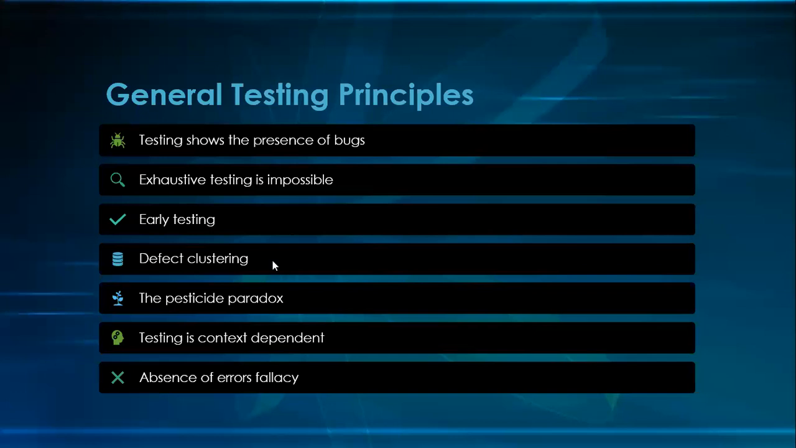So remember, general testing principles, 7 of them. 1, testing shows the presence of bugs. Exactly. 2, exhaustive testing is impossible. Early testing, defect clustering. We are talking about the pesticide paradox. Testing is context dependent. And lastly, absence of error fallacy.